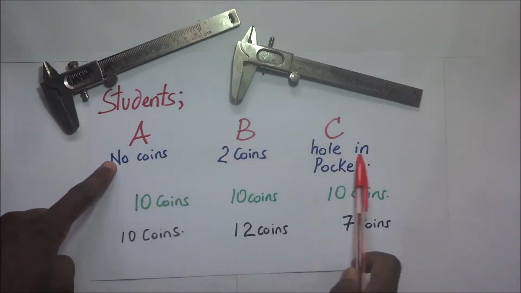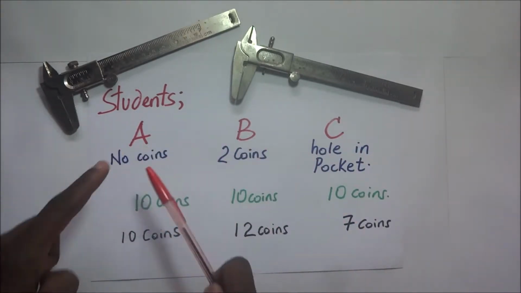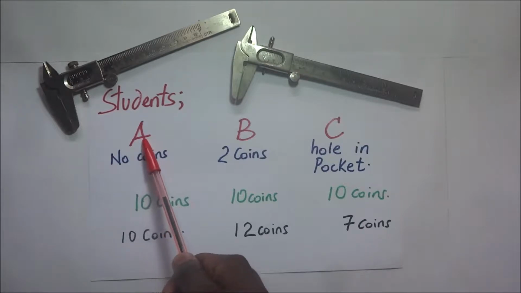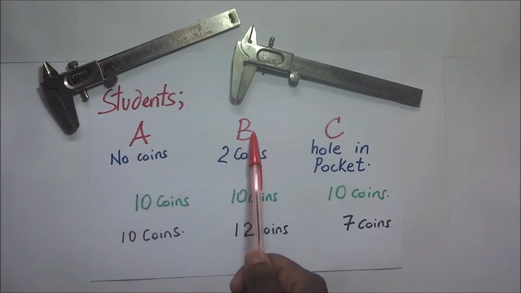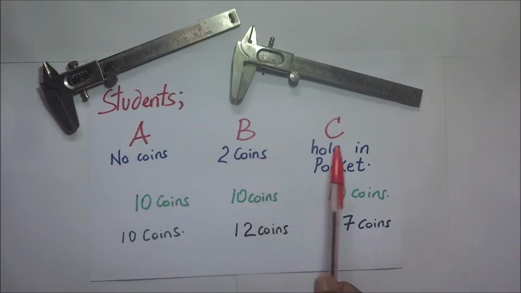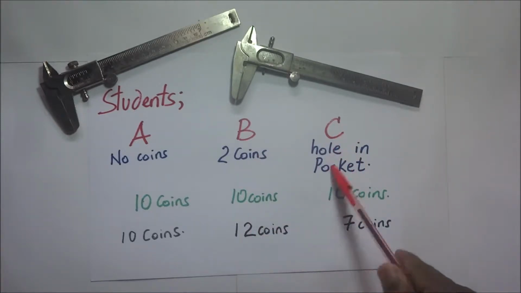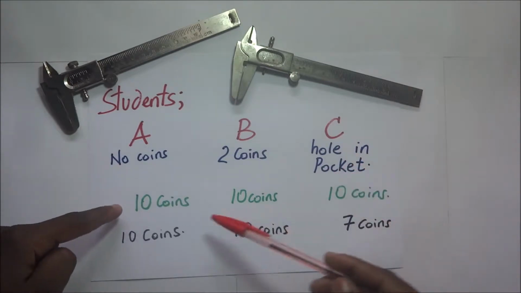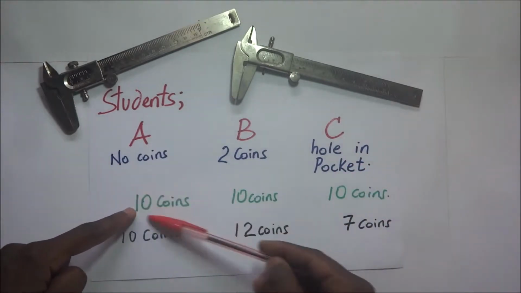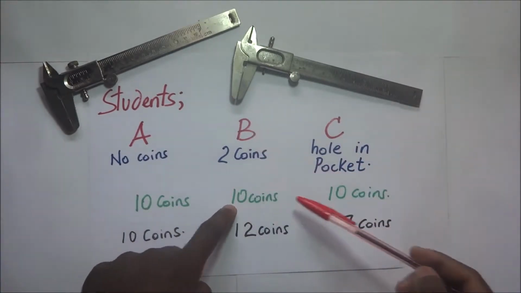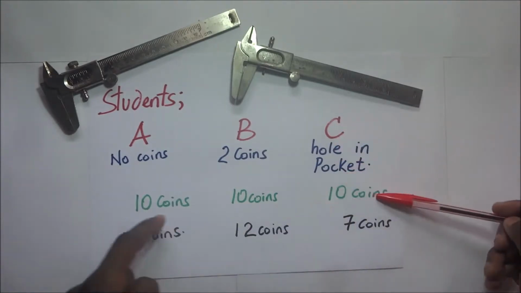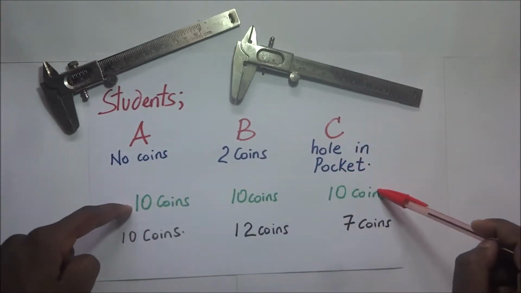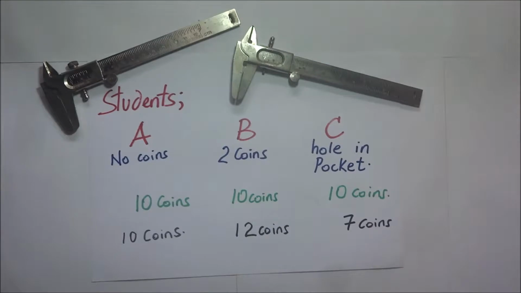The initial conditions they're having are that student A does not have any coin on them. Student B has some 2 coins on them in their pocket. Then student C has got a hole in their pocket. So what do I do? I go ahead and give student A 10 coins, I give student B 10 coins, I give student C 10 coins, and after giving them each the 10 coins, they're supposed to get out of this room, or out of this building.